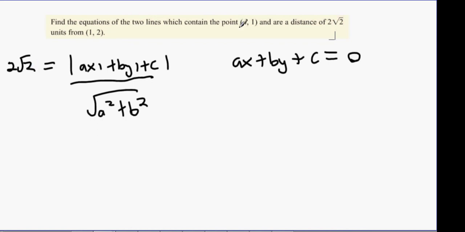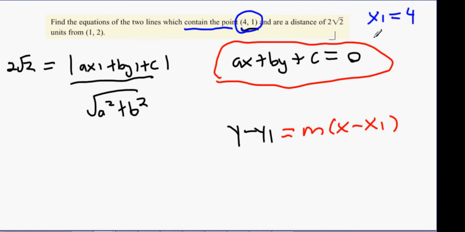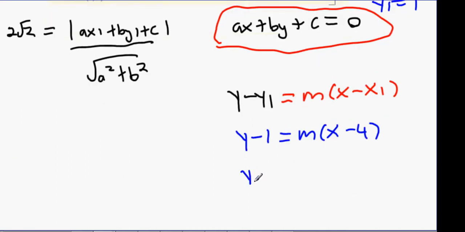I do know a point that's on the line. I need an equation of the line, because that's what this formula represents. And that's how I find my a, b and c value. So I go y minus y1 equals m into x minus x1. Don't get these points mixed up. It's not 1, 2, it's the point the line contains. So it's 4, 1 that we're looking for. x1 equals 4, y1 equals 1. Put it in. We get y minus 1 equals m bracket x minus 4. Multiply out. And we get y minus 1 equals mx minus 4m.